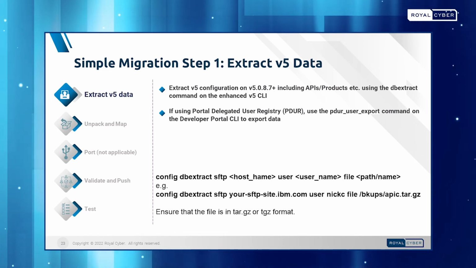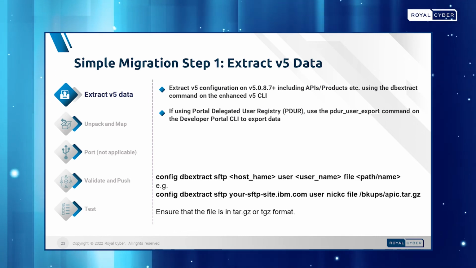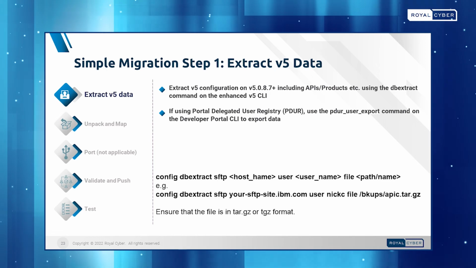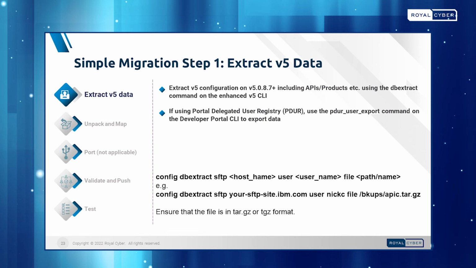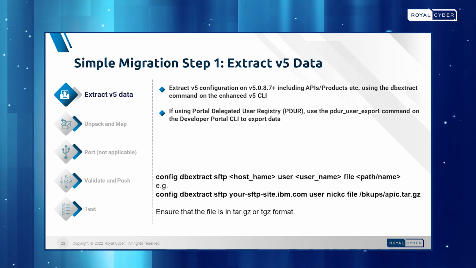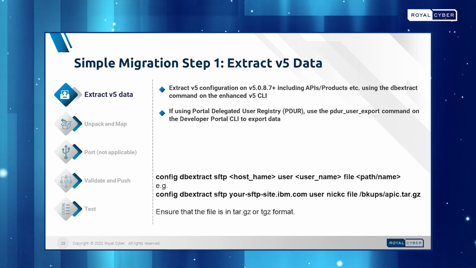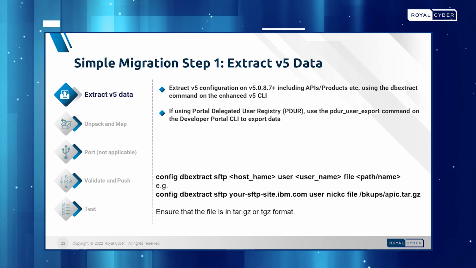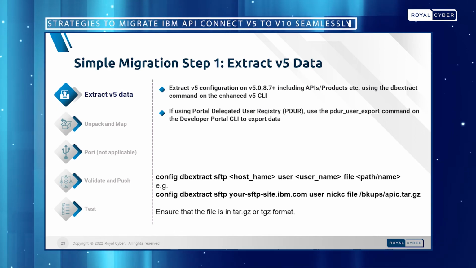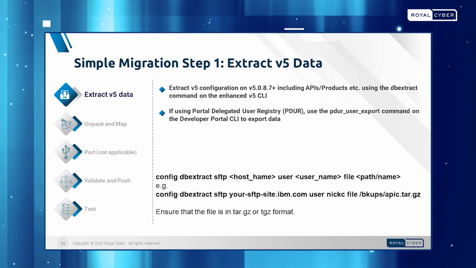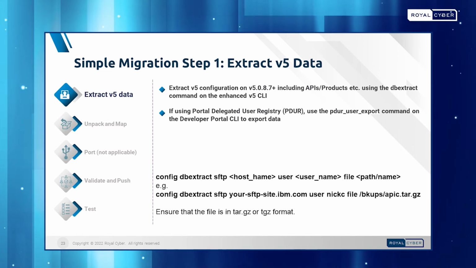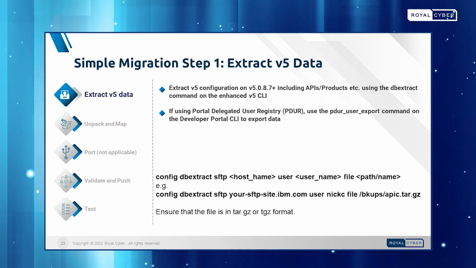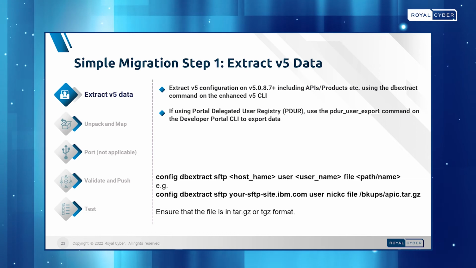Down in my slide I've shown the sample command that we use to extract your V5 contents that you need to migrate. It needs access to an SFTP server, and just make sure that the file that you extract is in tar format.